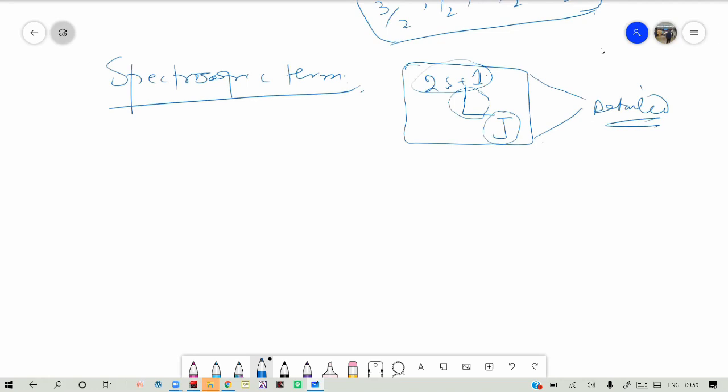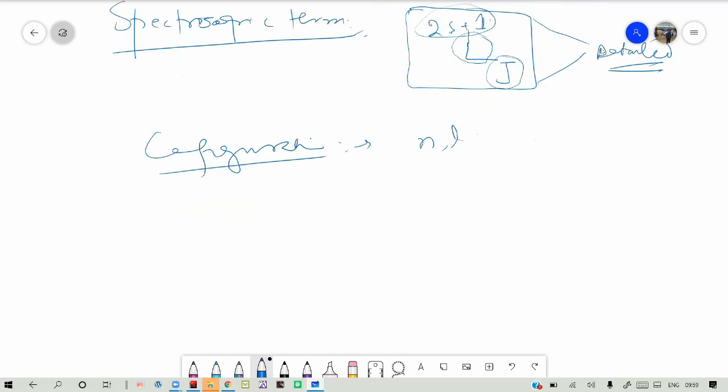Then electronic configuration. You know that configuration is where you assign the N and L quantum numbers for the orbitals of all electrons, and this process is called electronic configuration.